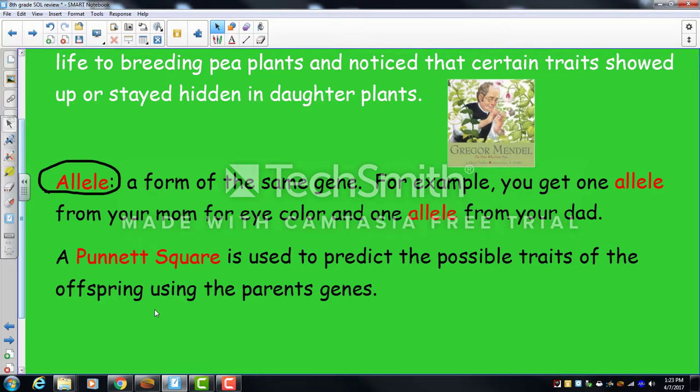And then a Punnett square, and we're going to practice with a lot of those when Miss Bailey and Mr. Bonfadini and I come into the classroom with you. We'll actually practice some of these. So I'm just going to mention it right now.